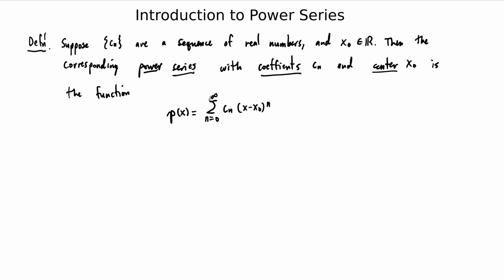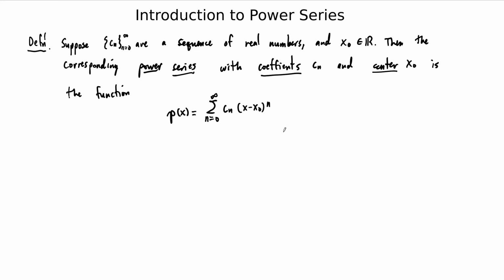Okay, so in this scenario, the x is a variable. It's allowed to change. The C sub n's are constants, but they're different for every n, potentially. They're allowed to be different for every n. They come from this sequence up here that we started with, the sequence of coefficients. And the x naught is called the center of the power series.